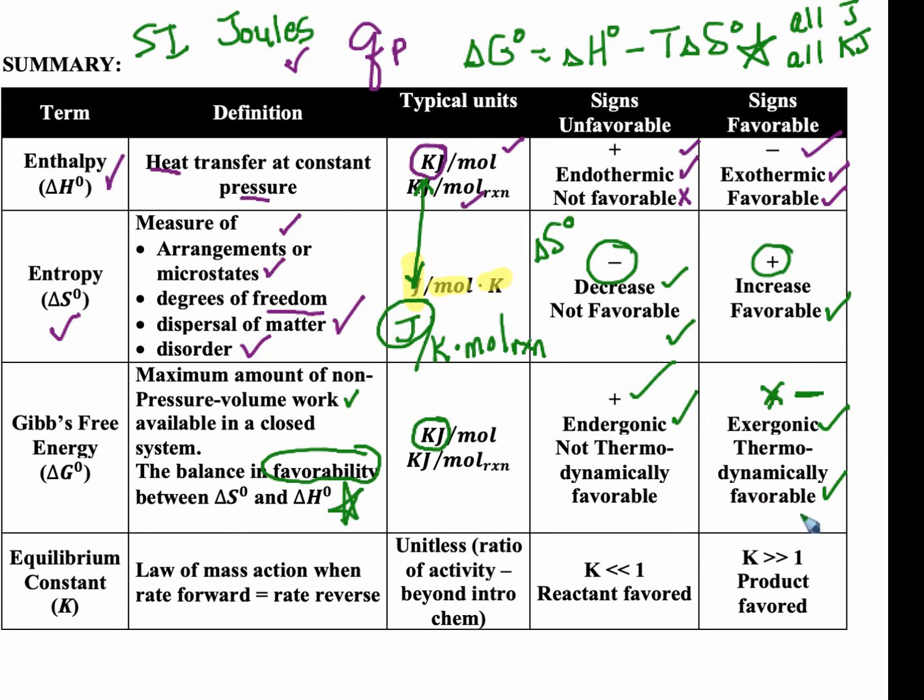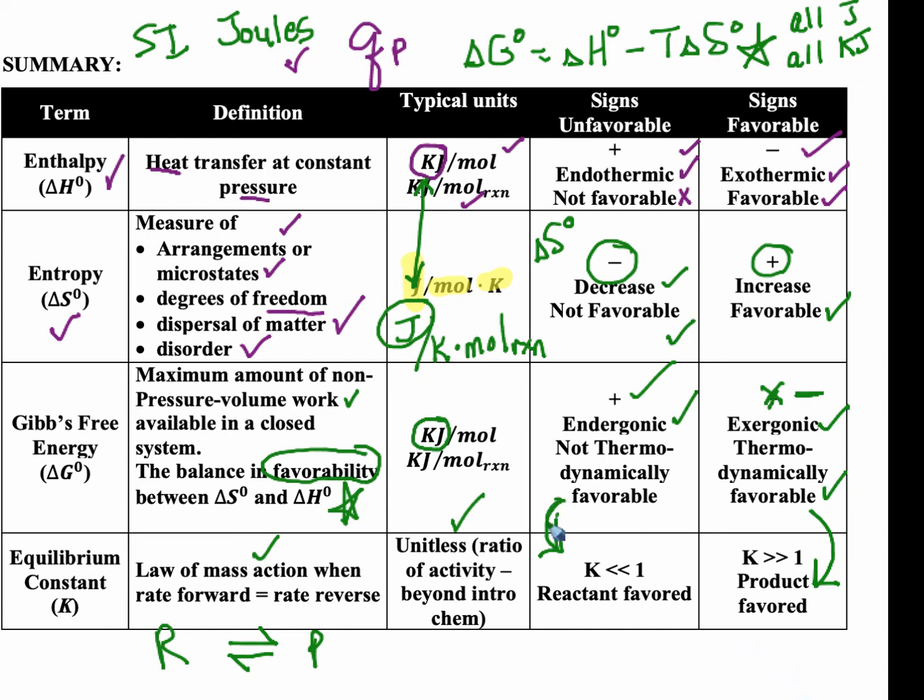Well, what does that mean? Well, let's link it to our equilibrium constant. That's our law of mass action when rate forward equals rate reverse. So that point at which the rate of forming products is equal to the rate of reforming reactants. It's considered unitless for a reason that's beyond the scope of our conversation here. But this gets to the heart of thermodynamically favorable. Thermodynamically favorable means to proceed to make buckets of products under the conditions given.